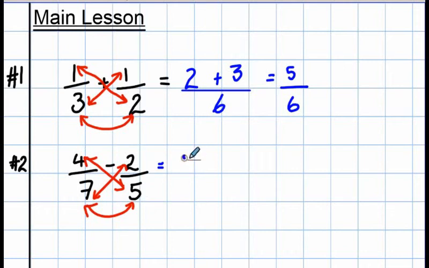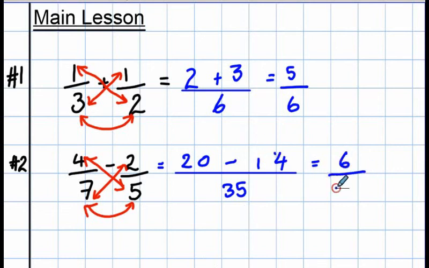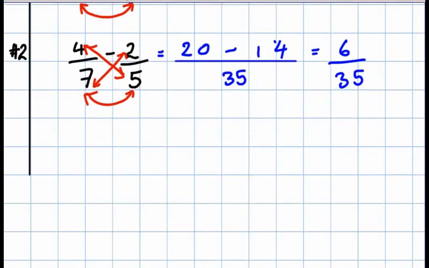4 times 5 is 20. Put the minus sign. 7 times 2 is 14. Next, I'm going to put this long division symbol, if you will, fraction symbol, and then 7 times 5 is 35. And now all I have to do is this. 20 take away 14 gives me 6. 4/7 take away 2/5 is 6 over 35.